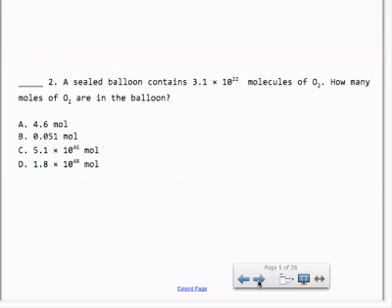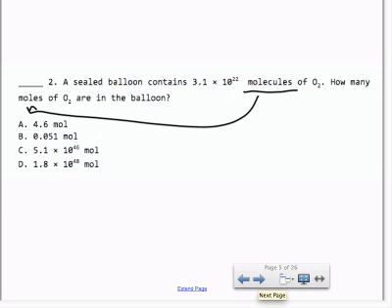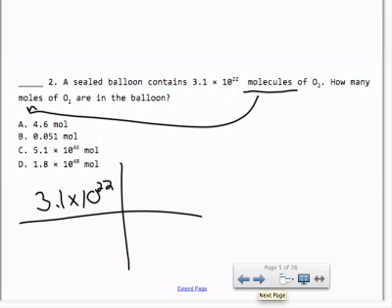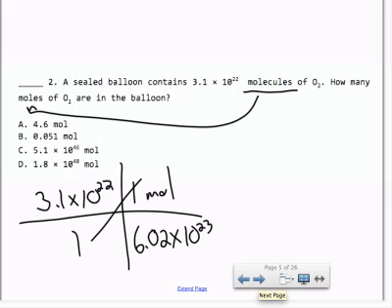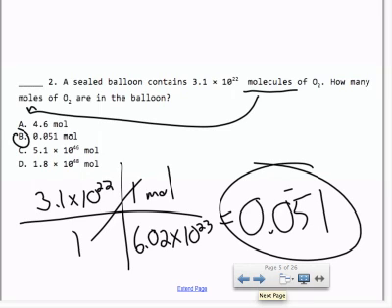A balloon contains 3.1 times 10 to the 22nd molecules of oxygen. How many moles? Okay, so this is molecules to moles. So in order to do that, we take the number of molecules that you're given over 1, and we're converting to moles, so moles needs to be on the top. The number of molecules in 1 mole is on the bottom, 6.02 times 10 to the 23rd. So then we end up dividing 3.1 times 10 to the 22nd by 6.02 times 10 to the 23rd. And when you do that out, you're going to find that it's 0.051 rounded, which is answer choice B.